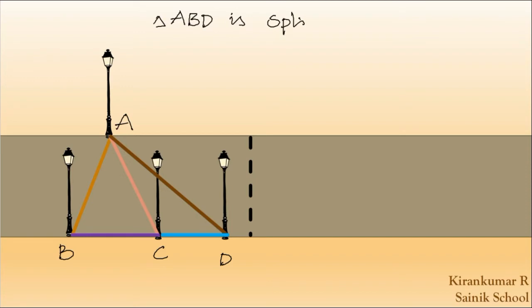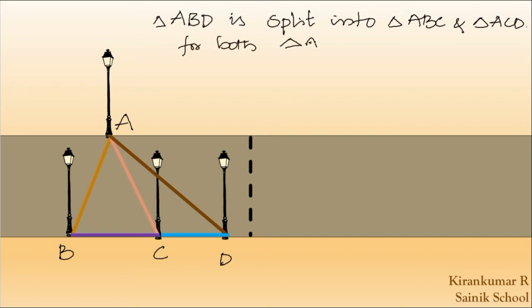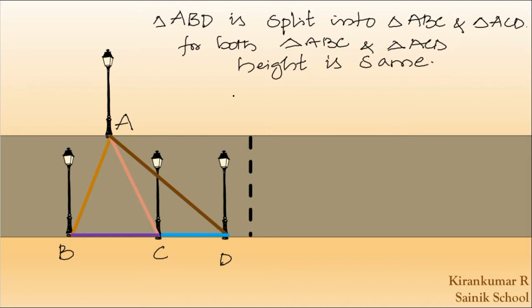split into triangle ABC and triangle ACD. For both triangle ABC and triangle ACD, the height remains the same. Observe these bases. Bases are different, only the heights are the same.